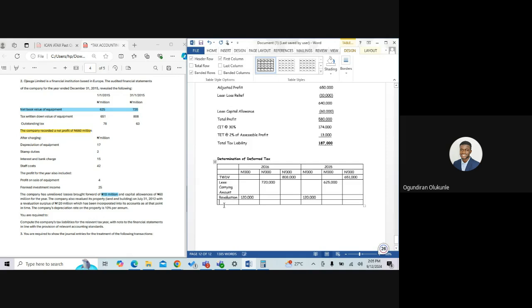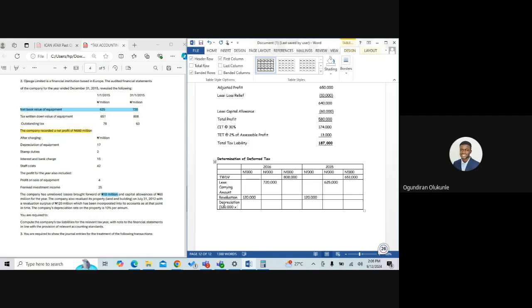After that, the next thing you want to determine is depreciation, right? And if you want to determine depreciation this time, it's going to be the revaluation surplus times how many years do we have between 2012 and 2015? And how many years do we have between 2012 and 2016? Please help me. 4 years.